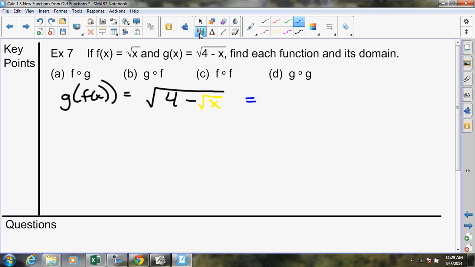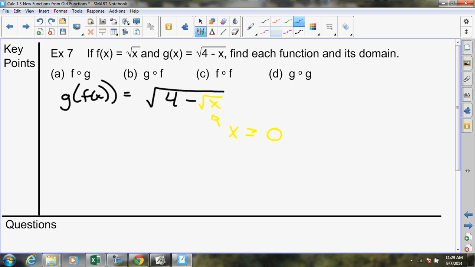So there we go. We already have our function. It doesn't really simplify, but we need to figure out the domain. Now, 2 issues to keep in mind. First of all, we cannot take the square root of a negative. So with this piece here in the yellow, for just that part, we already have the restriction that x has to be greater than or equal to 0. Otherwise, we have a problem with the yellow square root.